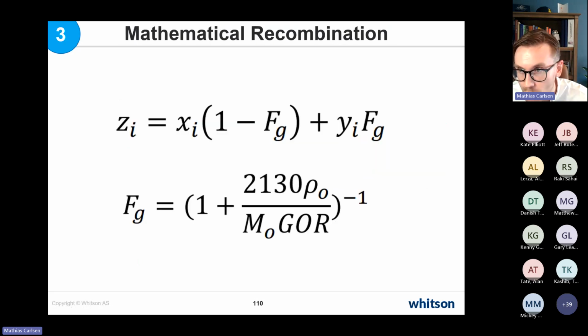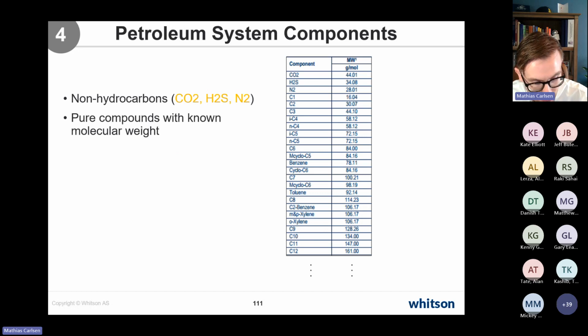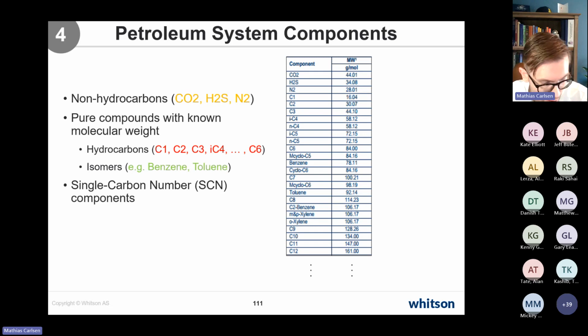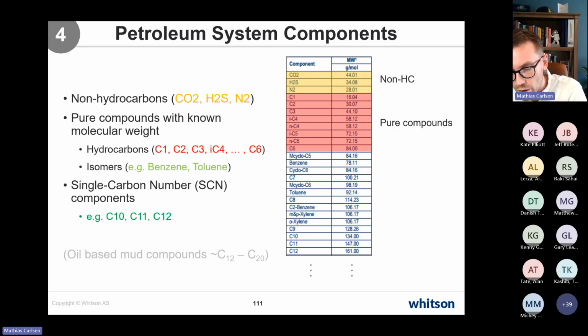And this is the formula of how you do it. When you look at the petroleum system components, you know that the non-hydrocarbons and also the pure compounds with known molecular weight, which I talked about already, have known properties. Then we have something called single carbon number components, which, for instance, can be C10, C11, C12, etc. They're always estimated. And just for reference, if people are working with conventional reservoirs, you have that there as well. In this table to the right, you'll see the non-hydrocarbons and the pure components.